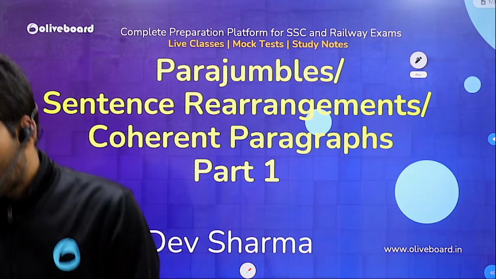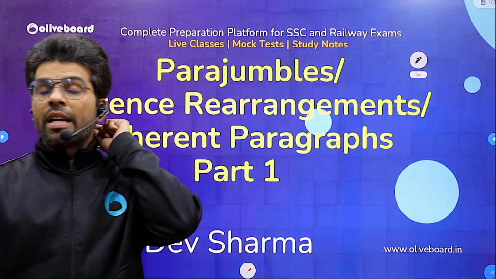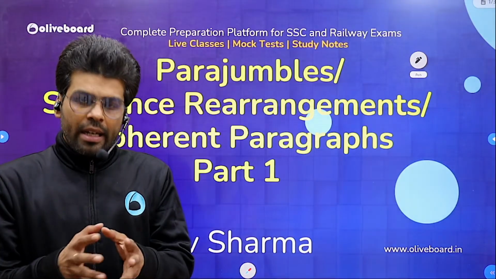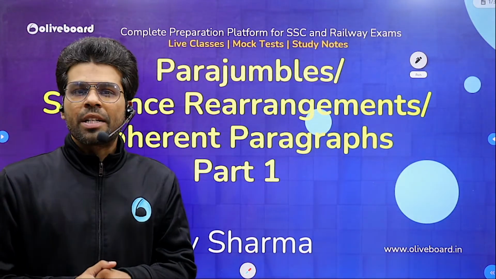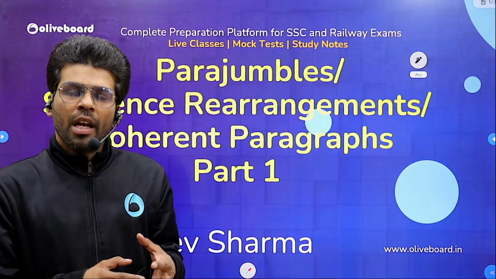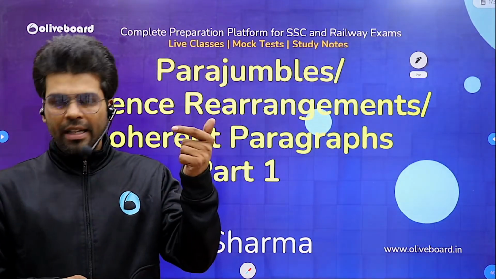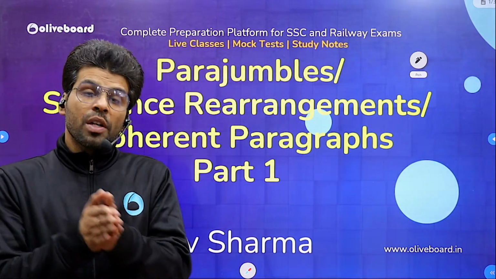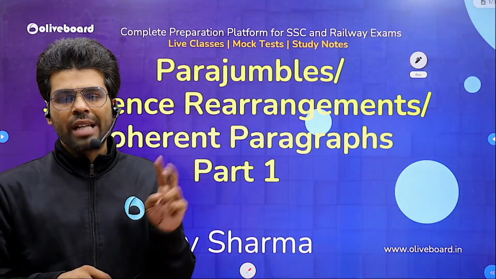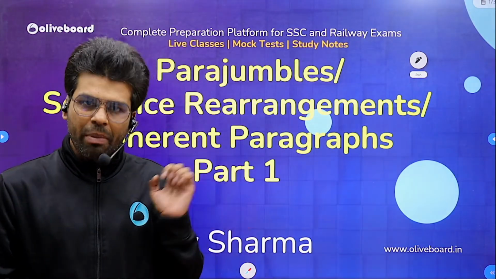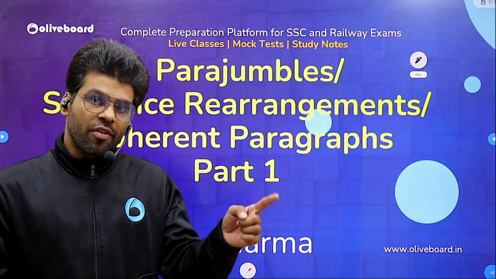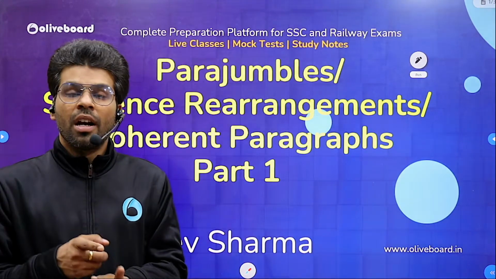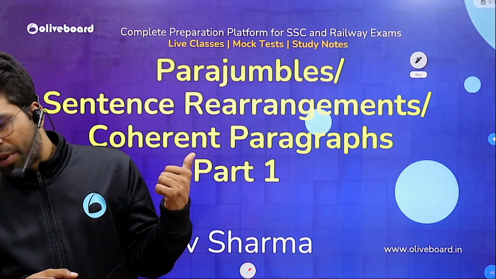Let's start now. We'll be discussing one of the key elements of English, that is sentence rearrangement, or parajumble, or coherent paragraph. In examinations in English, we come across three sections. One is grammar, from which we get error detection, sentence improvement, voice, and narration questions. Another is vocabulary, with one words, antonyms, synonyms, idiom phrases, spell check, also cloze test and fillers. And one is the comprehension section, from which we get reading comprehension, cloze test, parajumbles also. We have the same here.